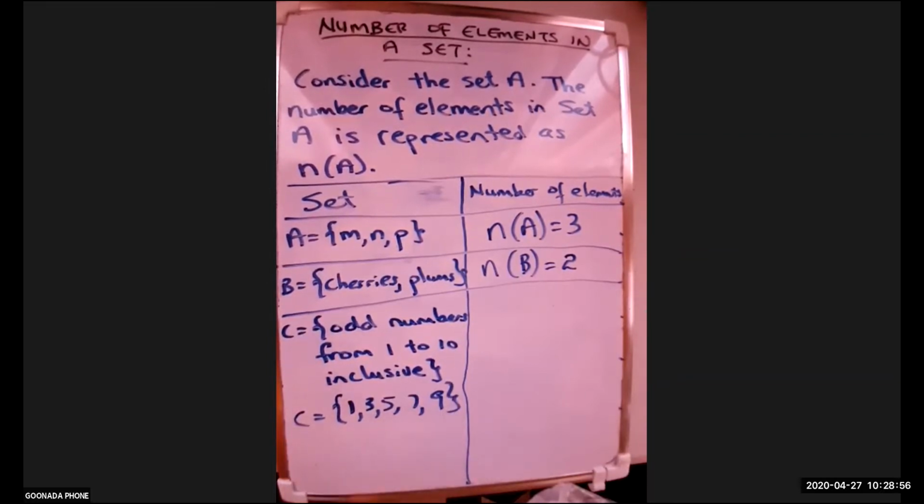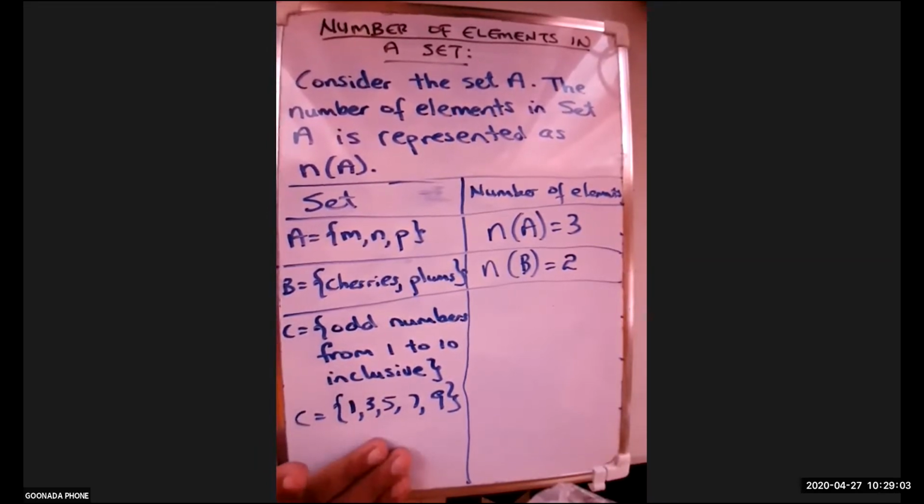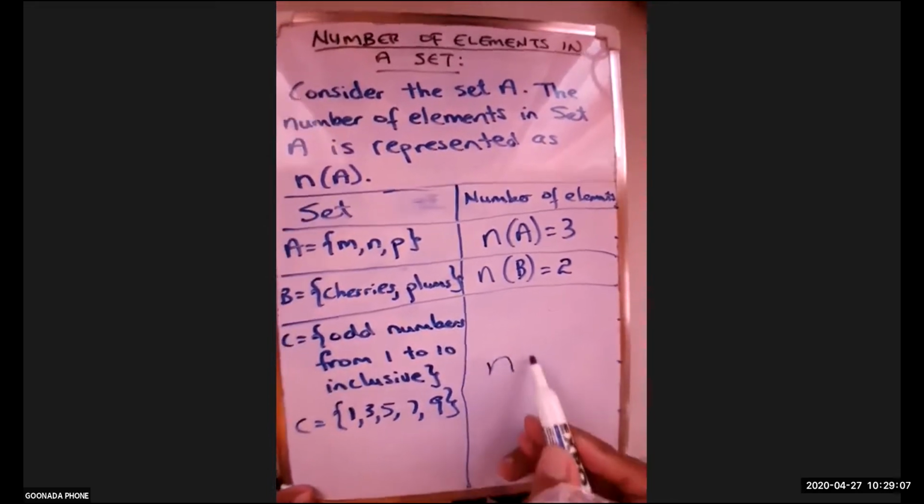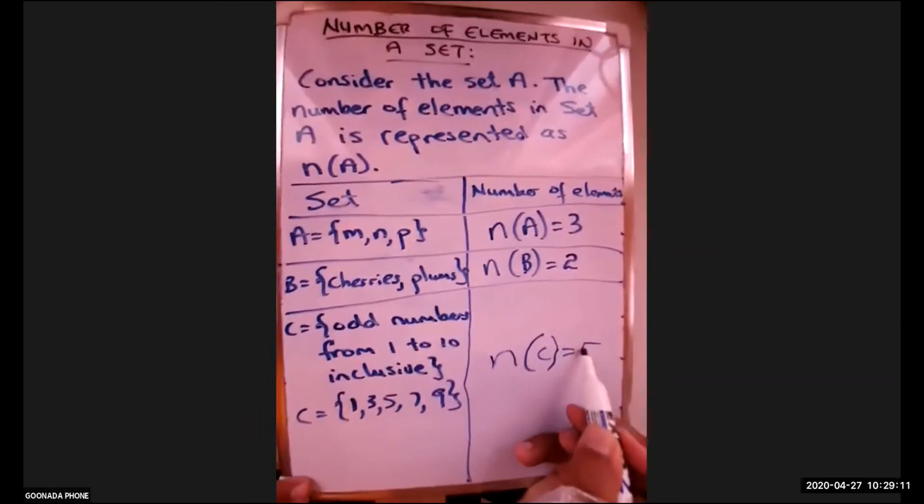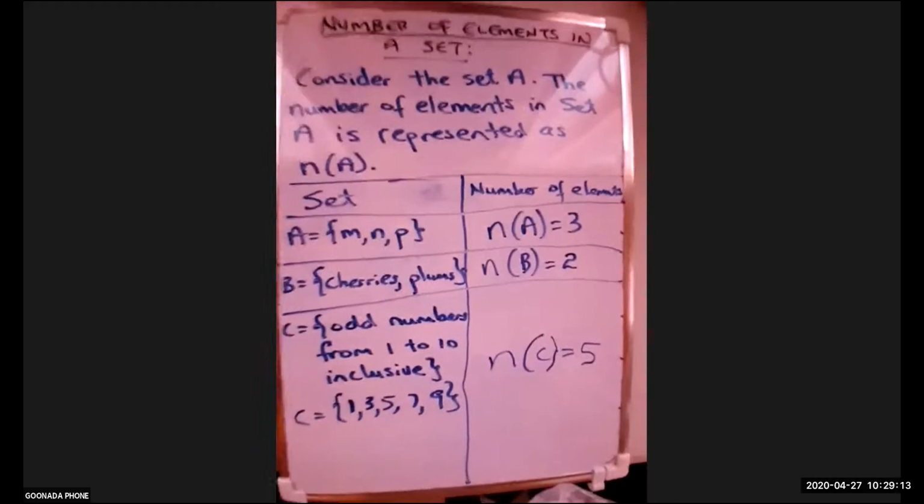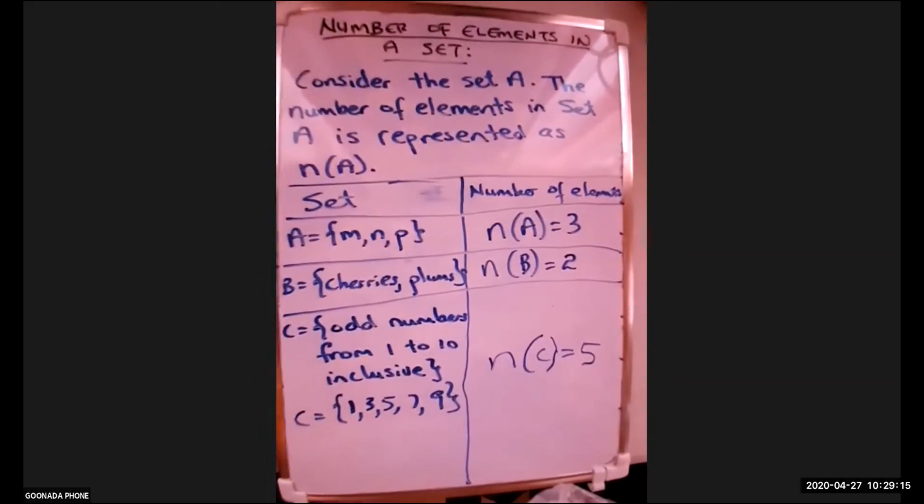Correct. So let's count how many elements now, because this is in descriptive form. And in order to list the elements, we have to now get it in list form. So 1, 2, 3, 4, 5. The number of elements in C is equal to 5. Okay, I'll leave this up for 2 minutes.